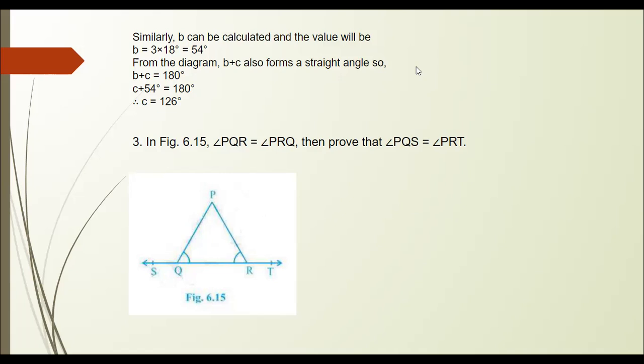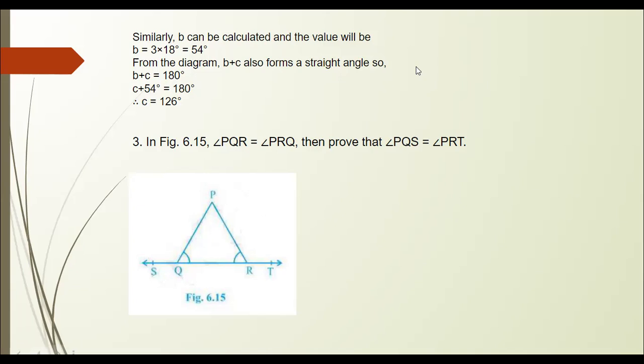And in the question, they are saying Q is equal to R. PQR, that is PQR. Here it is given, children, PQR is equal to PRQ. These two angles are equal. Then you have to prove PQS, means it is exterior angle. They have given interior angle. You have to prove angle PQS is equal to angle PRT.